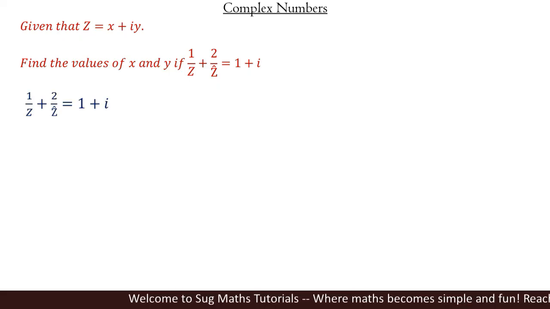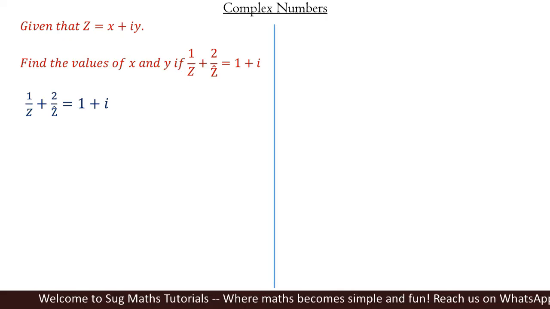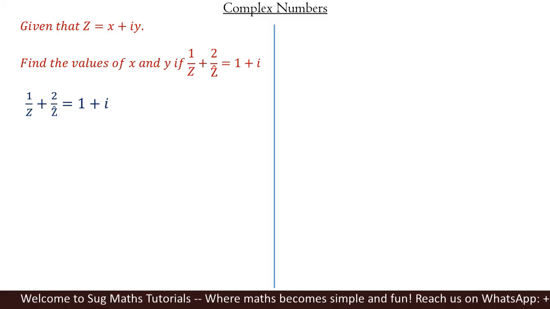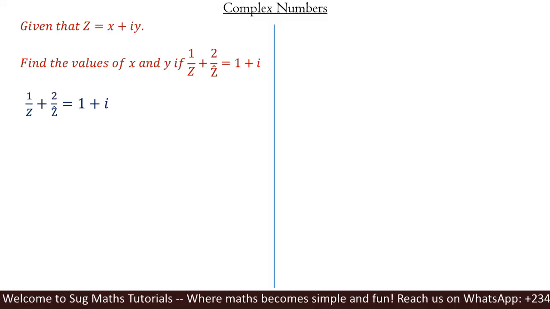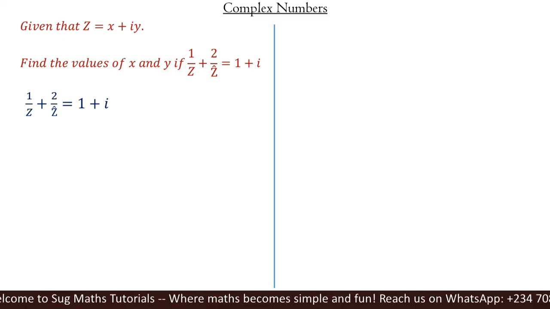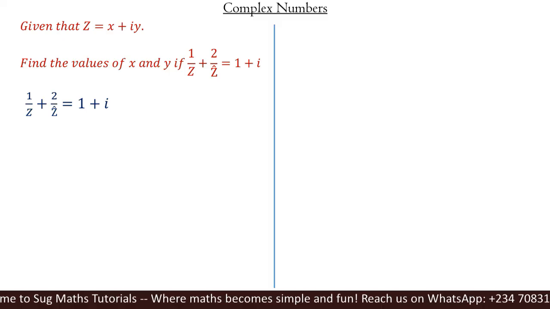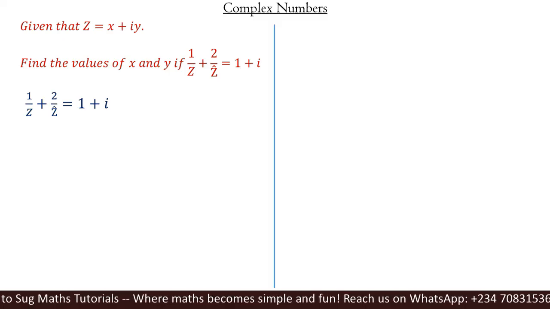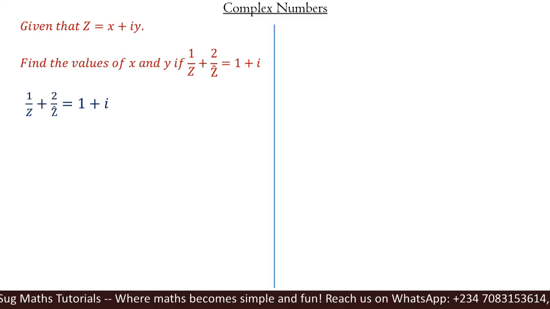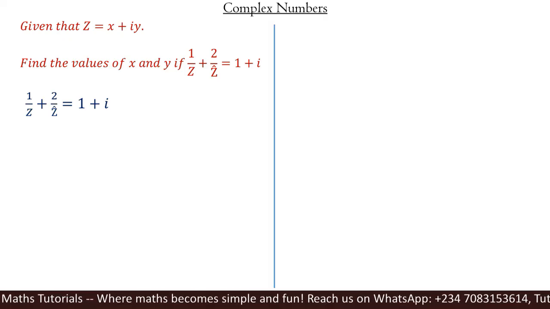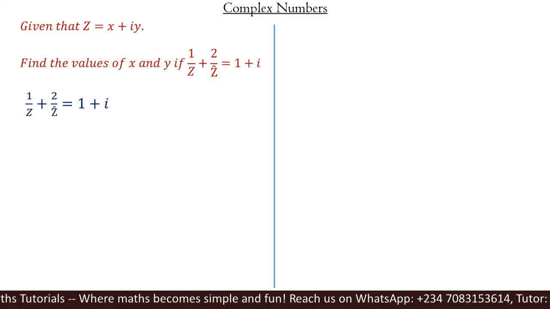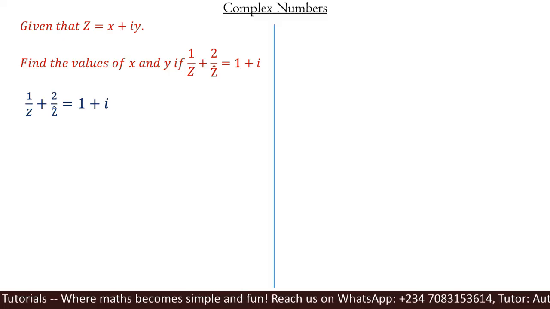We have 1 all over z plus 2 all over z bar. Now this z bar simply means z conjugate, and I'm very sure you understand what we mean by conjugate, right? Good. Now let's go. We have this equal to 1 plus i. Now we have the left hand side and the right hand side. Let's work on the left hand side, where we have 1 all over z plus 2 all over z bar. Let's combine these together.